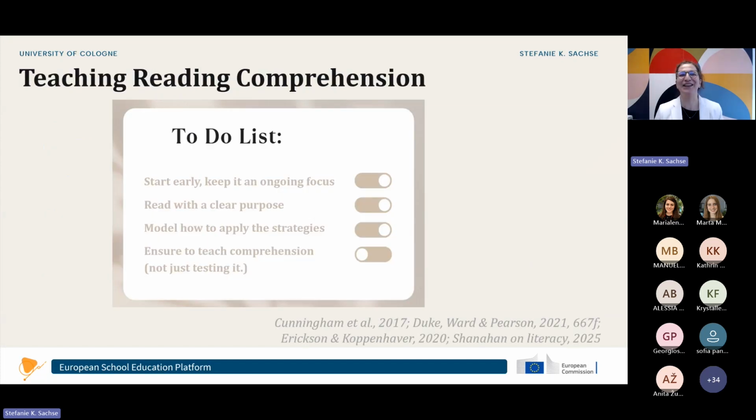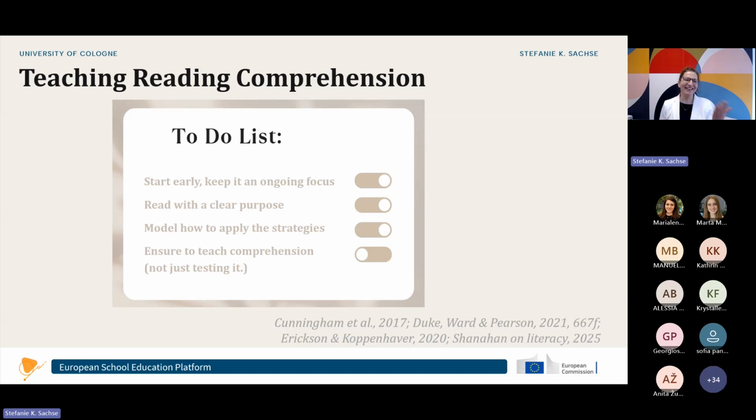Another to-do list. If you are a person like me, I love to-do lists. What should we do? What are the recommendations? So we need to start early and have this ongoing focus on teaching reading comprehension. We should always read with a clear focus. We should model how to apply the strategies. I will show you in a second. And we need to make sure we teach comprehension and not just test it.